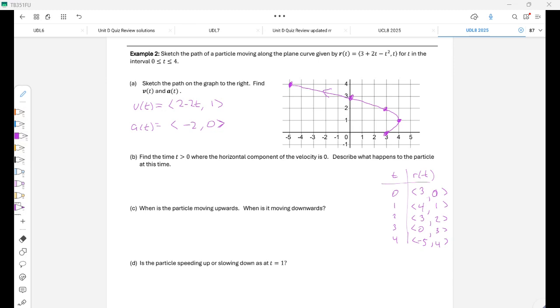So some of these are just understanding what the vocab is saying here. The horizontal component is the x component of the vector, and that's what we call the two different pieces. So this is the horizontal component. When is that 0? Well, when is 2 minus 2t equal to 0? When t equals 1. Oops. Yes, t equals 1. That is going to, yeah, t equals 1.